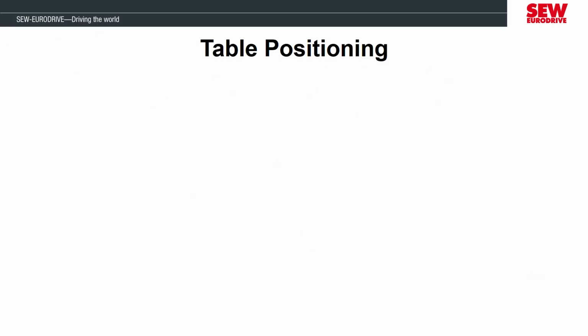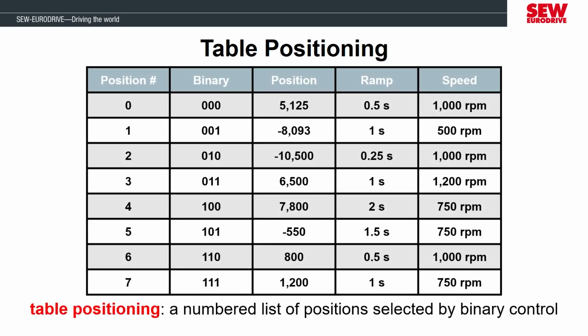The application module that we will be demonstrating today is called Table Positioning. Now, this application module does not mean it's only for applications that have a table that positions. It means there is a table of values that are configured in the application module, and when it's operated by the digital inputs, we can use a binary combination that chooses from different rows of the table. This gives us the ability to travel to different positions with different ramp times and speeds without the need for an upper-level PLC to set all of those set points.